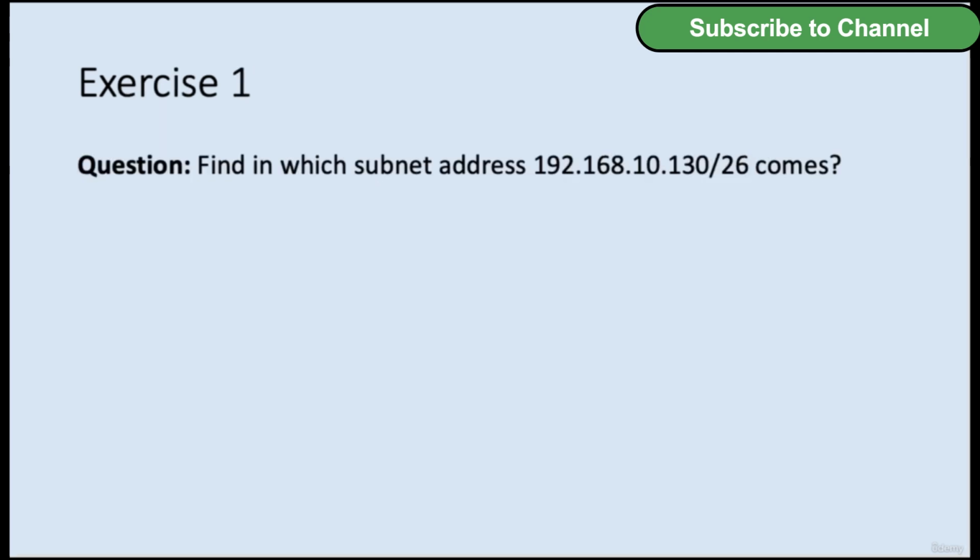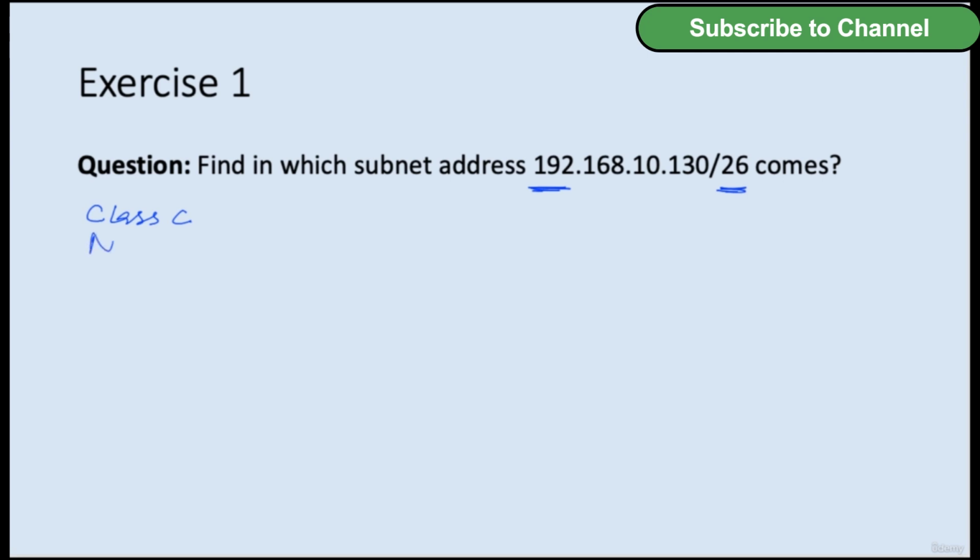Exercise question. Find in which subnet the address 192.168.10.130/26 comes. Address belongs to class C. And the mask is not default, so it means subnetting is being done. When subnetting is being done, maybe the subnets are 4 or 8 or 16 or any other number. So the question is in which subnet, in the 4th subnet or the 7th subnet, the address 192.168.10.130 comes. Okay, so I'm going to do it directly.